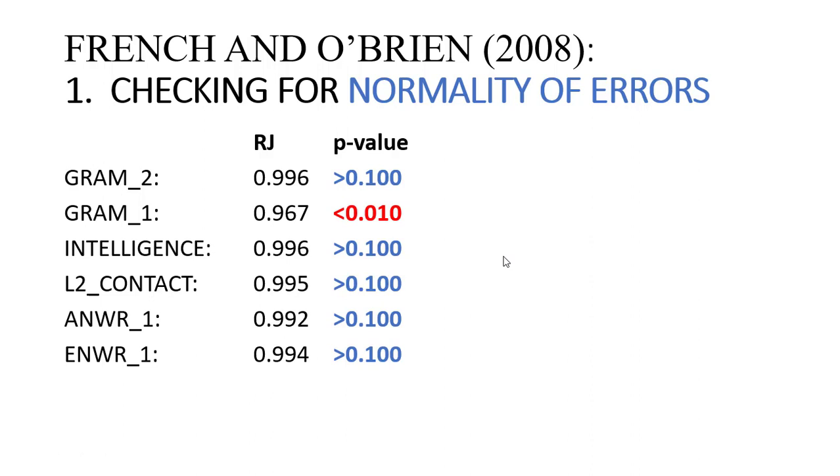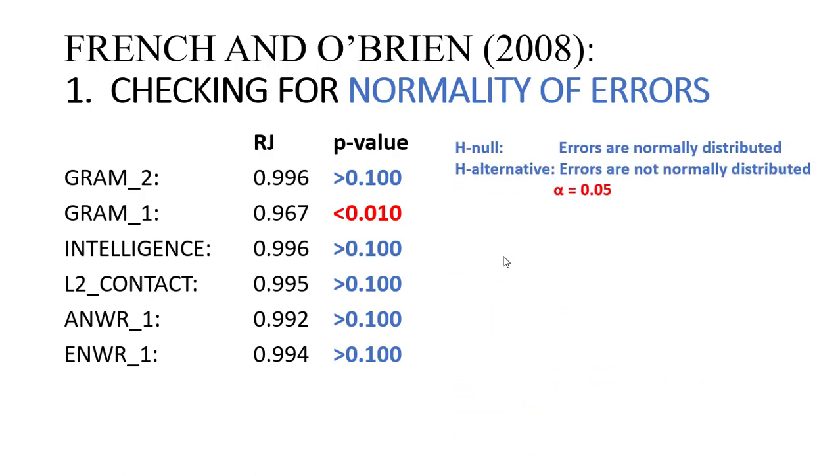Now, these p-values are associated with hypothesis testing. Whenever we have a hypothesis, we're always going to have what we call the null hypothesis, and we're going to have an alternative hypothesis. In this case, we are testing for normality of errors. We're making sure that our errors are normally distributed. So that's going to be our null hypothesis. It says errors are normally distributed. Now, the alternative hypothesis is the opposite. Errors are not normally distributed.